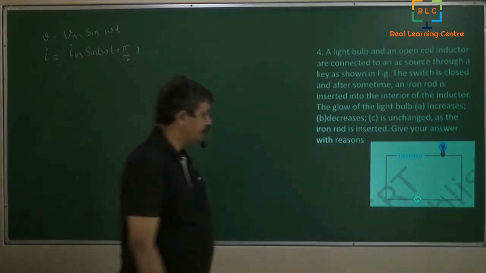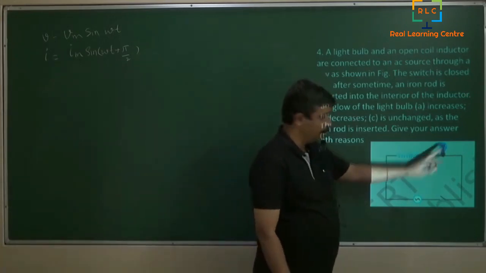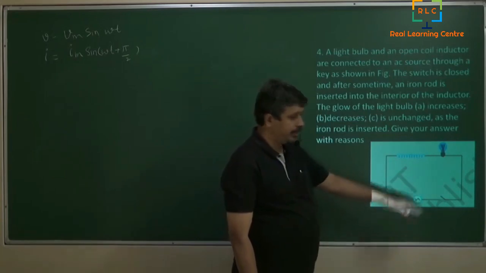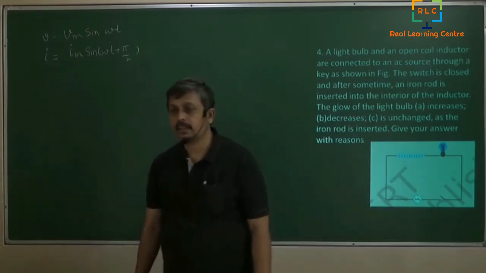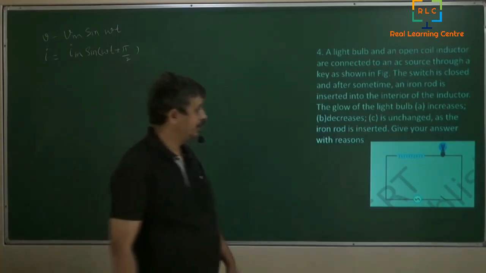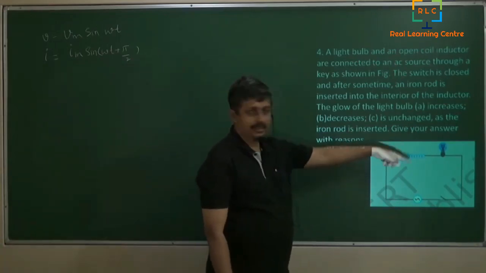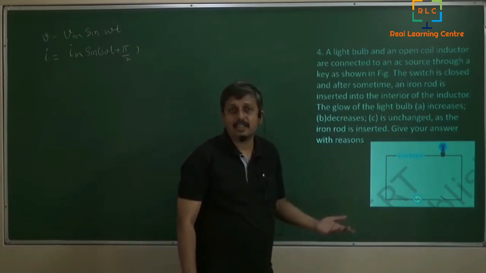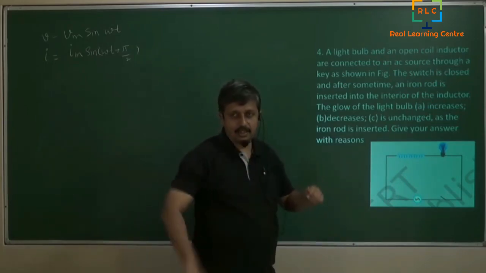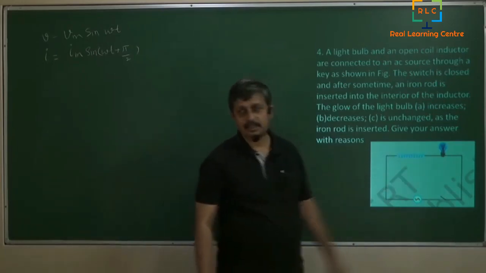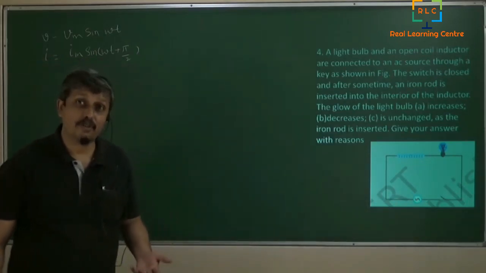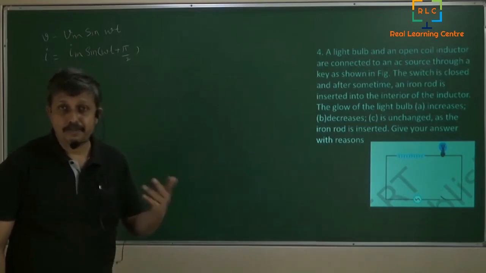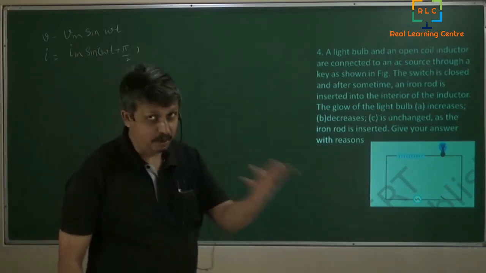So what we have done is we just connected an inductor and a bulb and a switch here. When you switch it on, the light comes on. It's a wire wound around nothing, in the air. Now I'll take an iron rod and insert it through that. What will happen to the bulb? Whether the light will become brighter or it will become dim. Think about it.